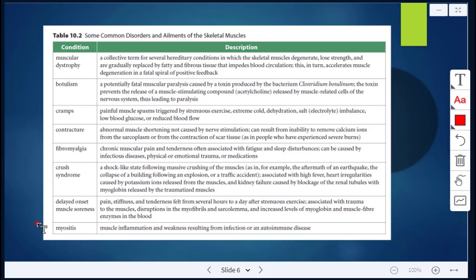And myositis, that's inflammation. Anytime you see that itis, it is inflammation. So this is muscle inflammation and it's weakness resulting from an infection or an autoimmune disease.